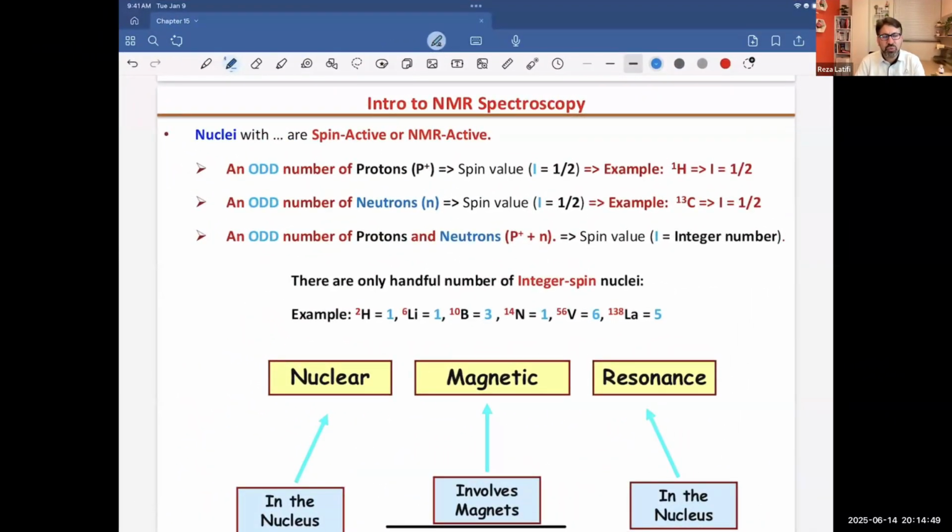So I said, if we have an odd number of protons or neutrons, we're going to have a magnetic moment and/or spin value, and that I show by I. And that I is going to be equal to half. Same thing for the second one: if you have an odd number of neutrons, again, the spin is going to be half.